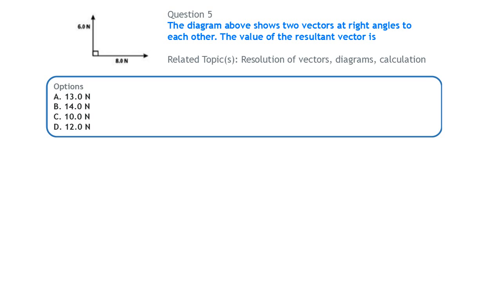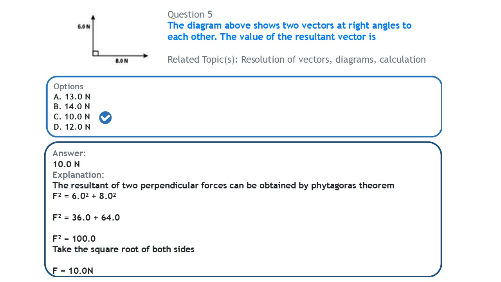To do that, we'll be using our Pythagoras theorem. We simply say the hypotenuse squared, that is this side here, squared. Let's represent that resultant vector here as capital F. So we have F squared equals the sum of the squares of these other sides: 6.0 squared plus 8.0 squared. 6.0 squared is 36. 8.0 squared is 64. 36 plus 64 is 100. So F squared is equal to 100.